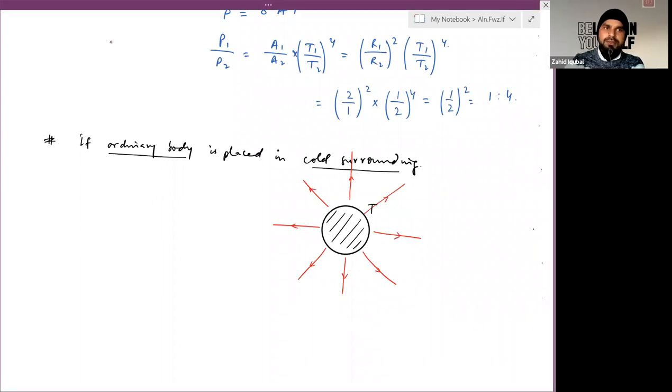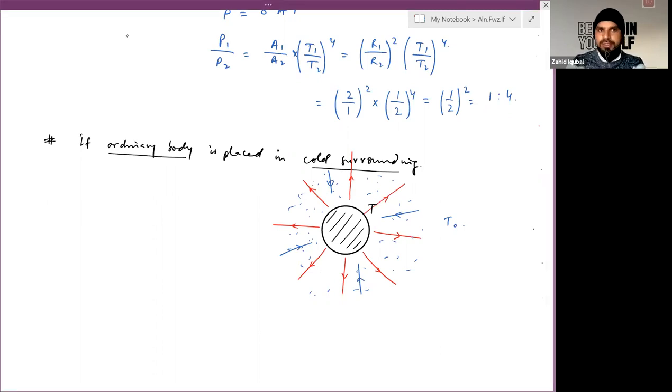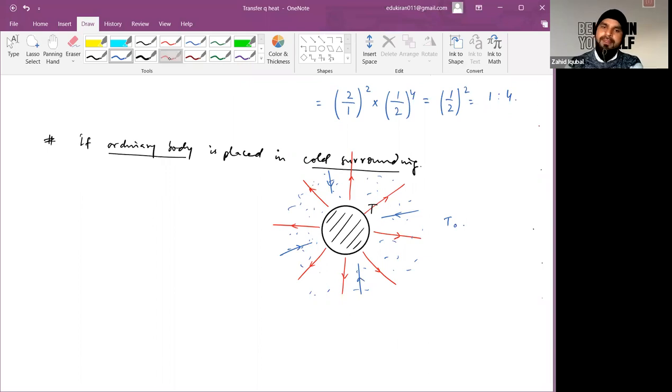Now, since it is placed in any cold surrounding, let's say having temperature T naught, according to its own temperature it will also radiate energy in all directions. So there will be radiation along this way, like this. So in this part, we have two different flows of radiation: one is from the body to the outer surrounding, and the other is from the surrounding to the body.